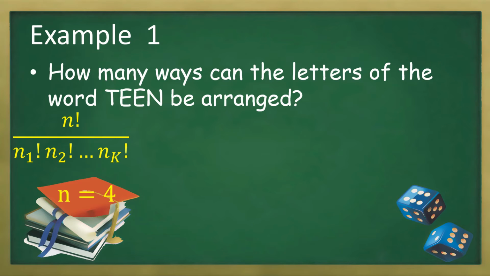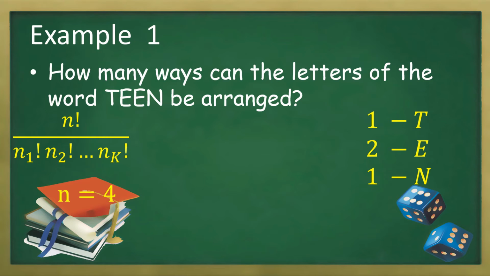Then we identify n sub 1, n sub 2, and so on. These are the numbers of objects of the same kind. In our set of letters, we have the letter T, and there is 1 letter T. Then we have 2 letter E's. Then we have 1 letter N. So n sub 1 will become 1, n sub 2 will become 2, and n sub 3 will become 1.